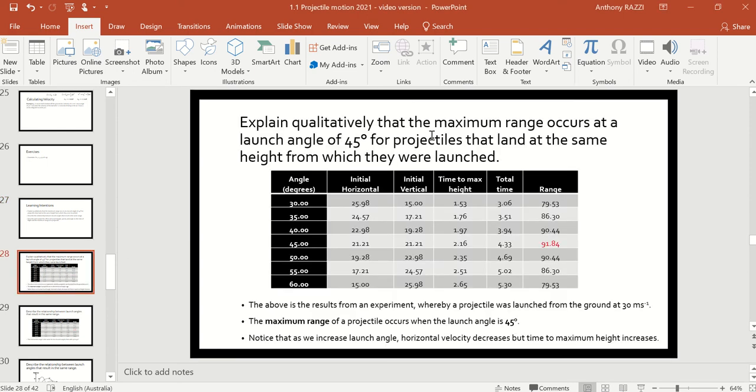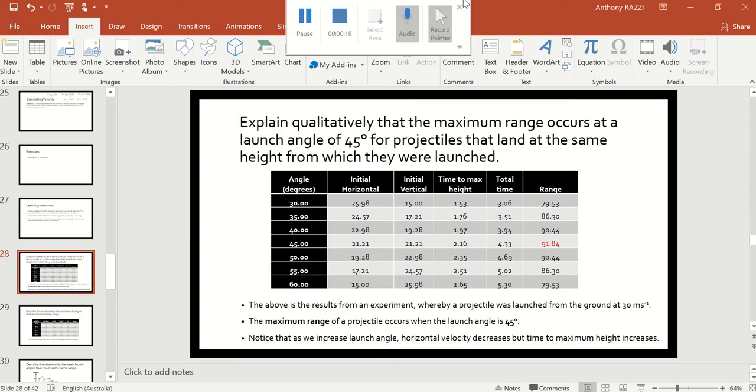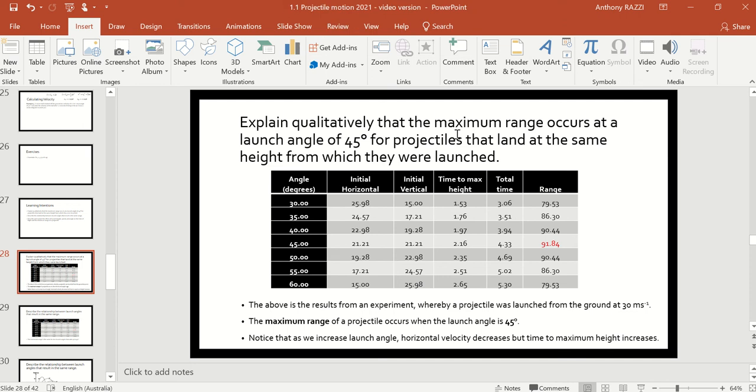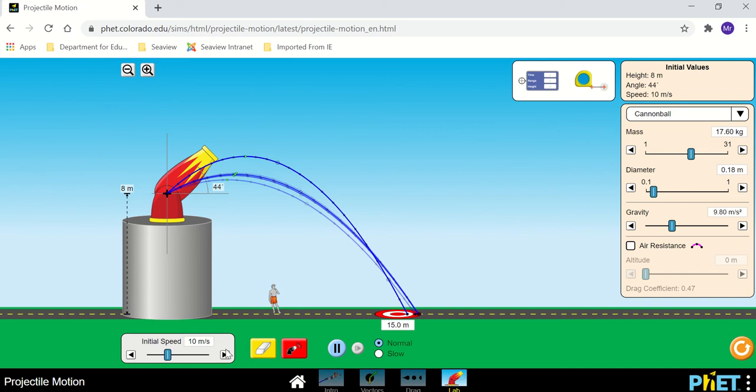So the first thing you need to be able to do is explain qualitatively that the maximum range of a projectile occurs at a launch angle of 45 degrees for projectiles that land at the same height from which they were launched. So 45 degrees results in the maximum range.